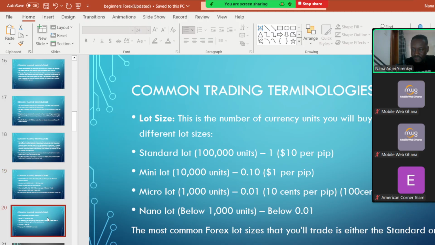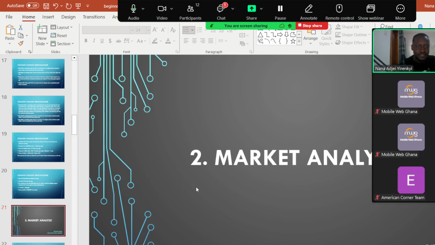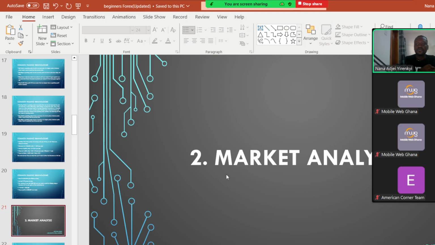So that is it for lot sizes and how to calculate your wins and your gains. Now we move on to the second part of the session, which is market analysis. This is where you ask yourself, okay, I understand basic forex terms, I know how to buy, I know some basic terminologies in forex trading. Now, how do I analyze this market? What are the steps that I need to take before I can be confirmed that I am ready to buy the market or sell? That is what we are going to talk about, which is market analysis.